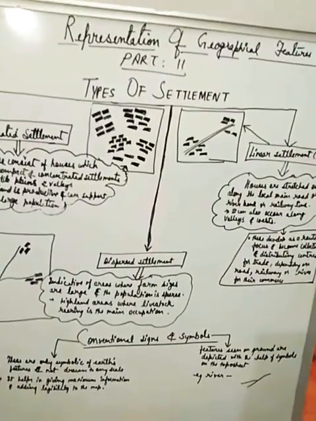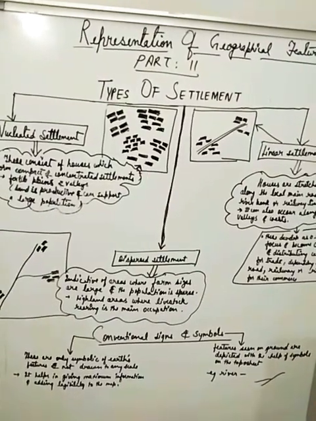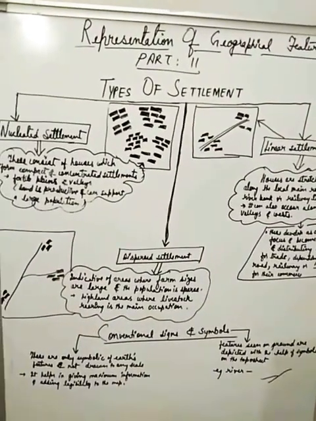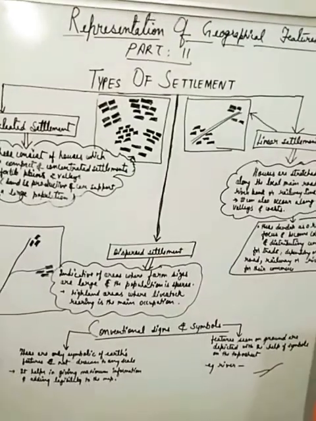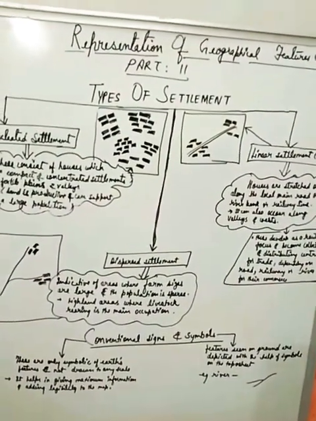In the previous video we had done the first part. The video was quite long, so I made it in two parts. So this is the second part of the video. We are going to study here types of settlement and conventional signs and symbols.